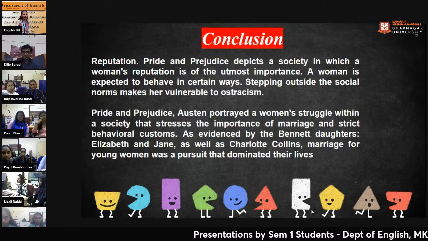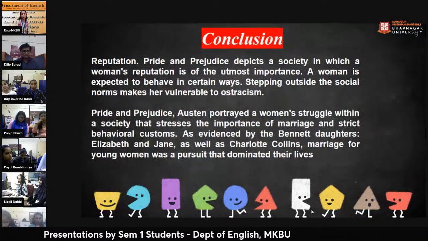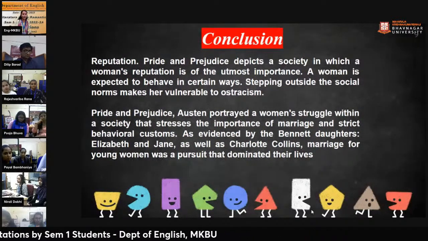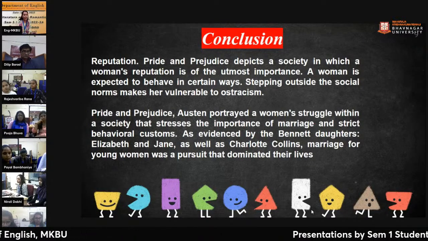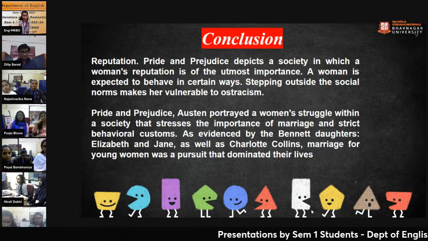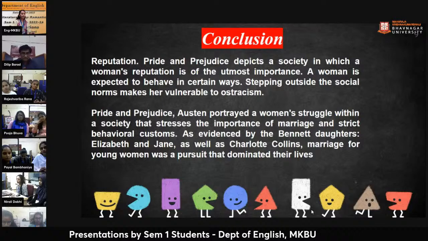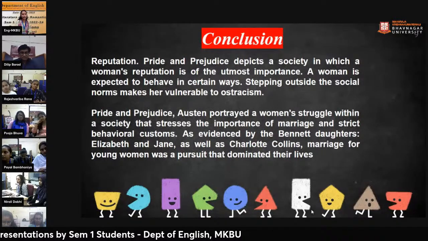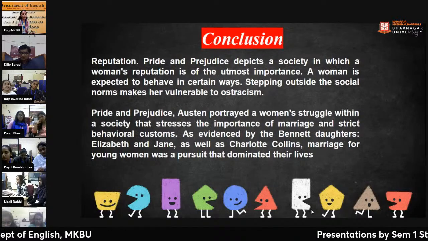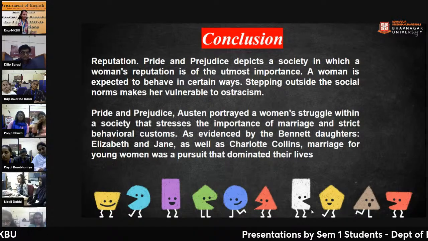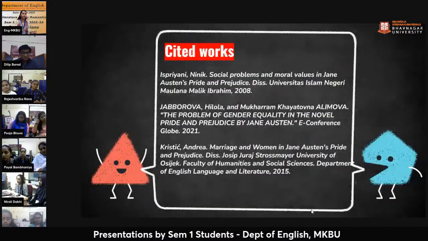In Pride and Prejudice, Austen portrayed a woman's struggle within a society that stressed the importance of marriage and strict behavior customs. As evidenced by the Bennet daughters, Elizabeth and Jane, as well as Charlotte Collins' marriage, for young women, marriage was a pursuit that dominated their lives. This is my cited works.